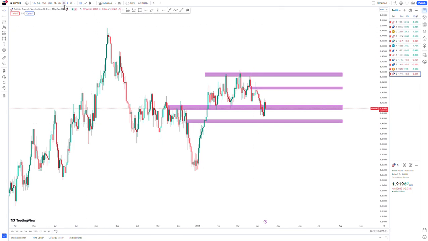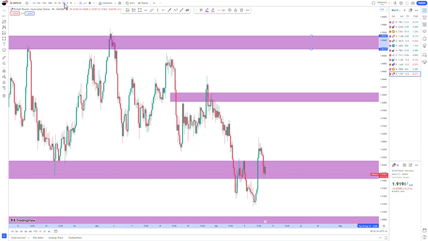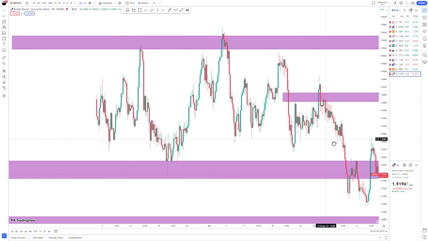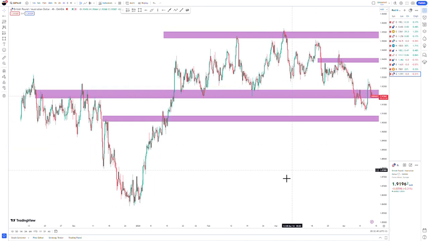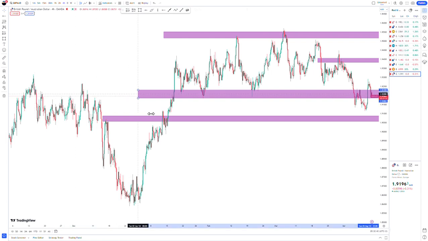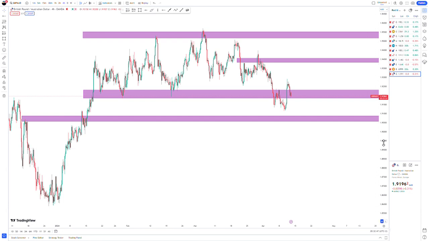So let's go to 4 hours, because we've marked all the levels. What we need to do is scroll down to 4 hours. This is the beauty of top-down analysis. Top-down analysis is very straightforward. It gives you a probable, high probability setup.